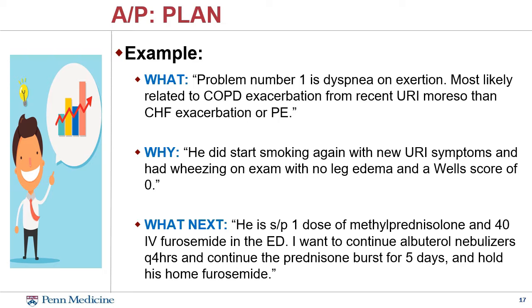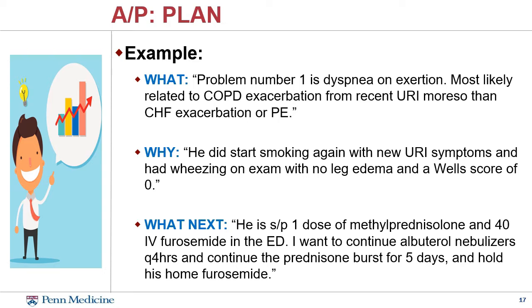In terms of an assessment and plan, as an example, so we'll say problem number 1 is dyspnea on exertion, most likely related to COPD exacerbation from a recent URI, more so than a CHF exacerbation or PE. He did start smoking again with new URI symptoms, had wheezing on exam with no leg edema and a Wells score of 0. He is status post 1 dose of methylprednisolone, 40 of IV furosemide in the ED.